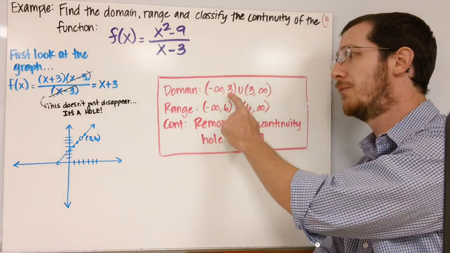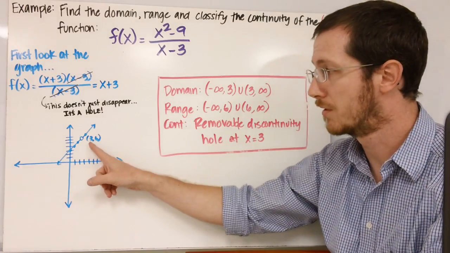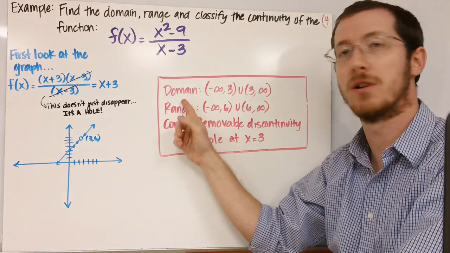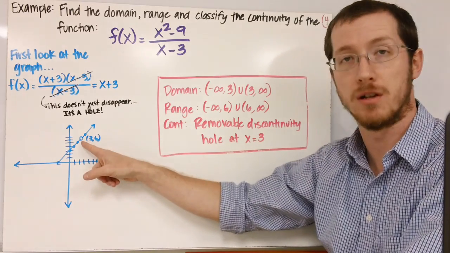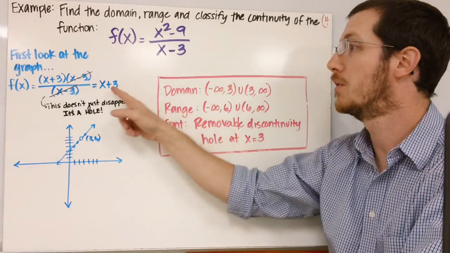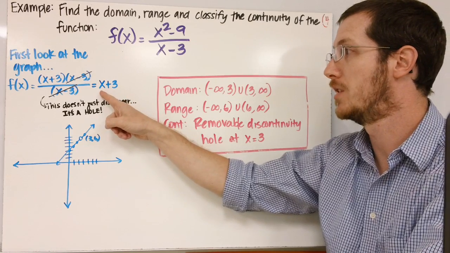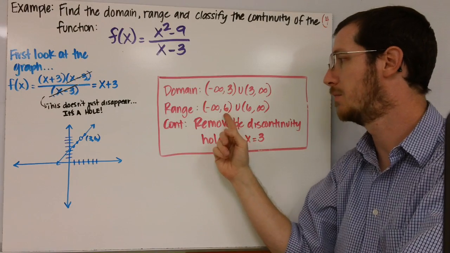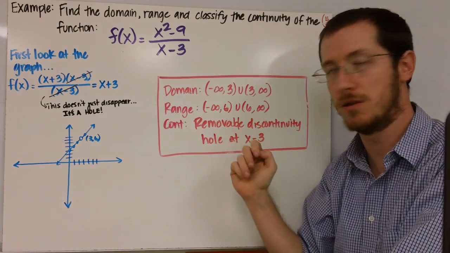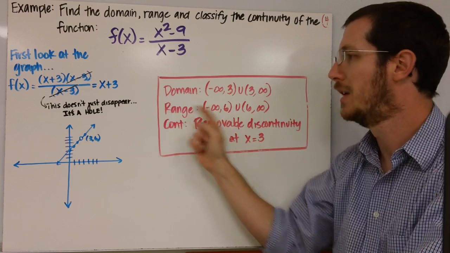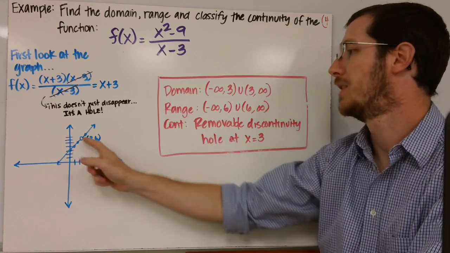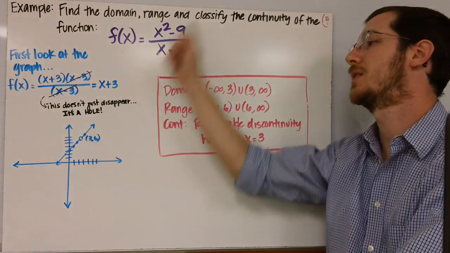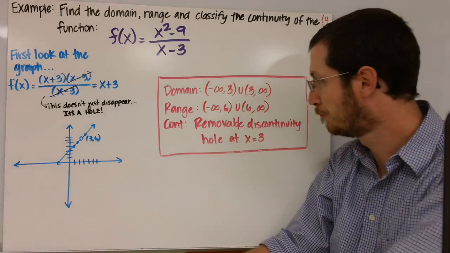To find our range, that empty hole in our domain at 3 tells us the x-coordinate of our hole. If we plug that number into our simplified function, that will tell us the y-coordinate of our hole. That's going to be the missing piece of our range. So our range goes from negative infinity up to 6, not including 6, and then from the other side of 6 all the way up to positive infinity.